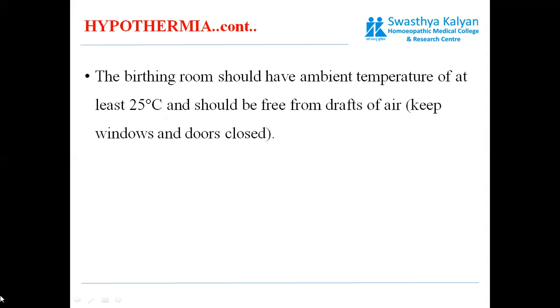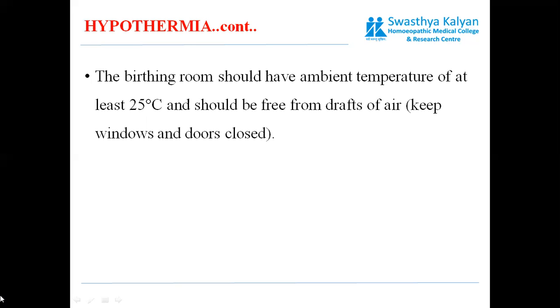So, warm delivery room. The birthing room or the delivery room should have an ambient temperature of at least 25 degrees centigrade, and the room should be free from drafts of air. Means all the doors and windows should be kept closed, so there is no exposure to any draft of cold air, and the temperature in the delivery room should be at least 25 degrees centigrade.